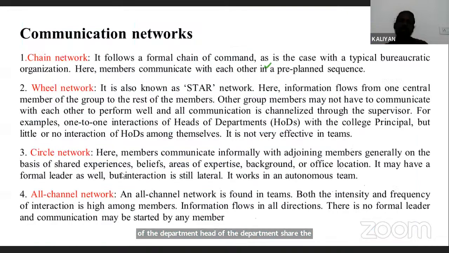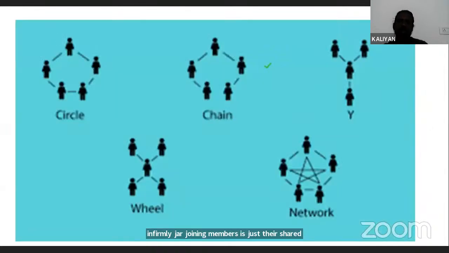And another is the circle network. Members communicate informally with adjoining members. They share experience, beliefs, area of expertise, background, or office location, like a circle.